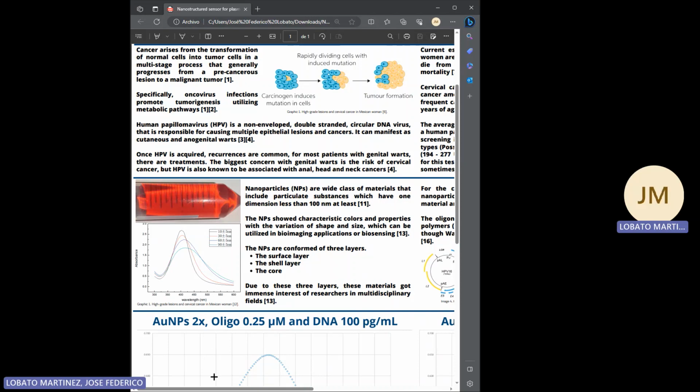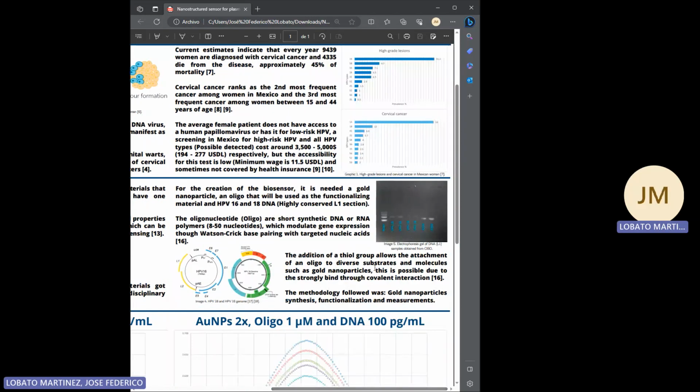Then the functionalization, which I already explained a little, is when we add the oligo to the gold nanoparticle. Due to the strong bond through covalent interactions, there are not a lot of steps in this functionalization. You only need to add it and heat it up to develop all the DNA in the oligo. And then finally the measurements.